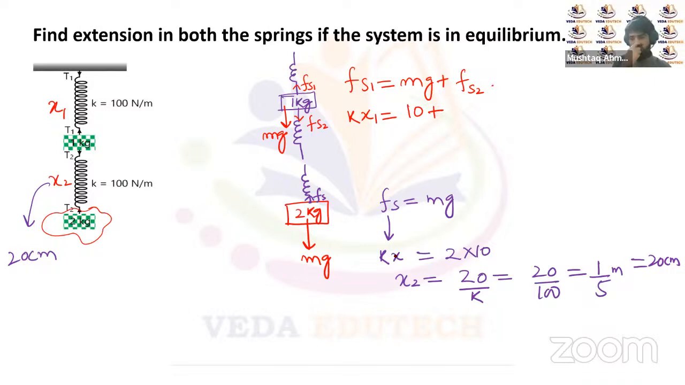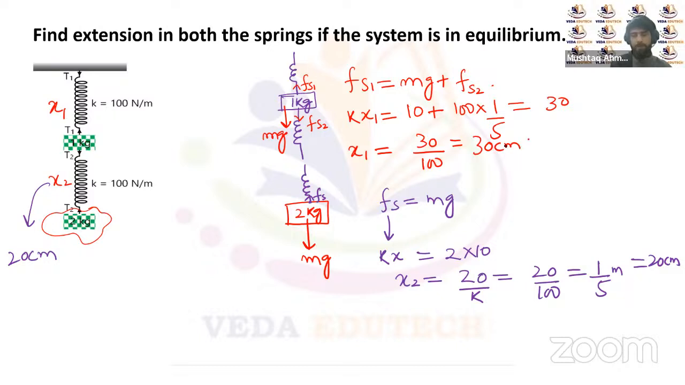Fs2 we have already calculated, that was equal to Kx2, and the value of K was equal to 100, and x2 was equal to 1 over 5, or we can say 20 Newton. So this will be equal to 30. So the extension in the first spring is equal to 30 over K. The value of K is 100, or we can write it as 30 centimeters.